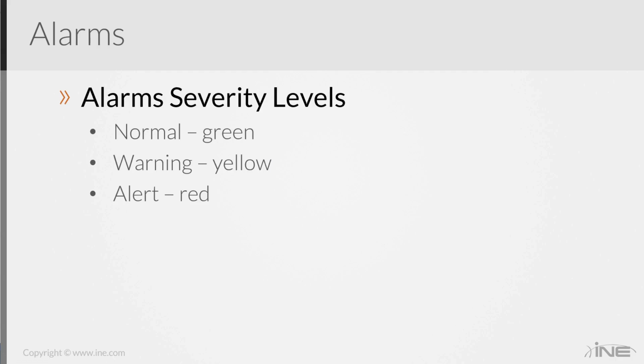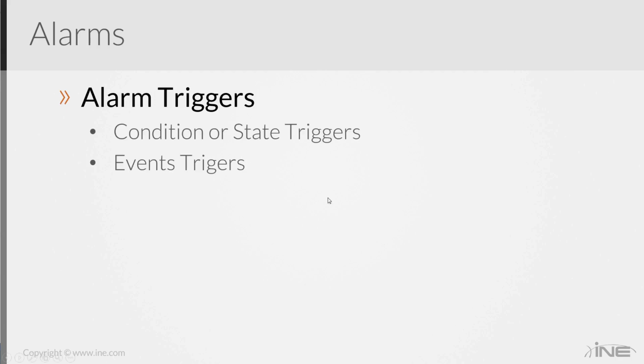So with alarms, there are three severity levels. We have normal, which is represented in green. We have our warning, which is represented in yellow, and we have our alert, which is represented in red. An alarm would have triggers also, and some action that acts on those triggers.